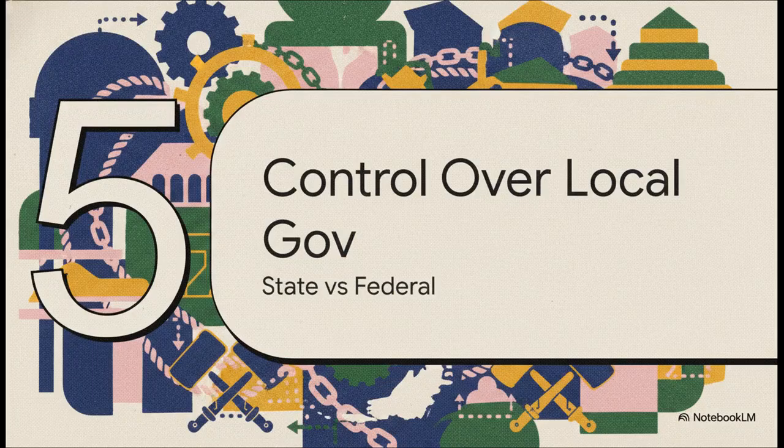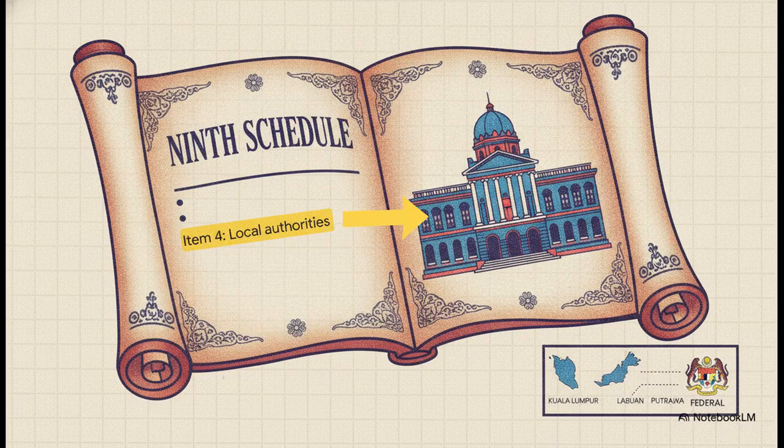Okay, Section 5. Who controls local government? With all these different layers we've talked about, who actually pulls the strings at the local level? Constitutionally speaking, the answer is the state. You'll definitely want to highlight this in your notes. Local government is exclusively under the state list.